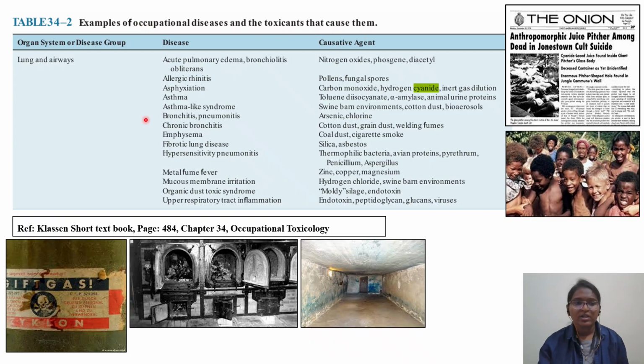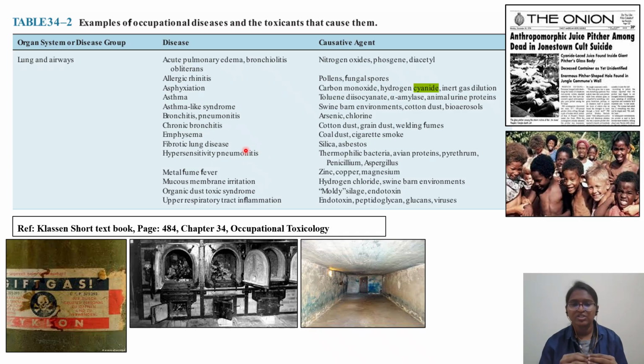In that organ system, lung and airway, they have listed that hydrogen cyanide is the one which is causing asphyxiation. So pause the video here and try to read about other things also that you can remember with respect to causative agent and diseases. For example, phosgene, how it is causing pulmonary edema and bronchiolitis. Okay, carbon monoxide is also causing asphyxiation. Cotton dust, chronic bronchitis. Okay, silica, asbestosis, fibrotic lung tissues.